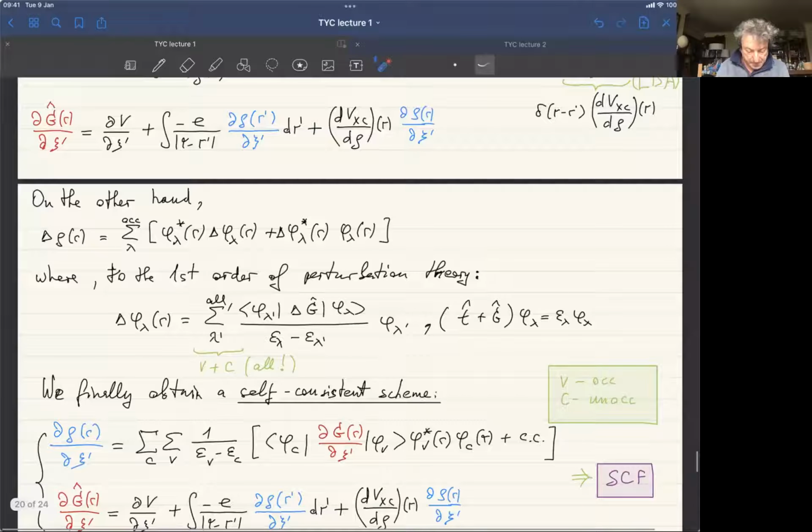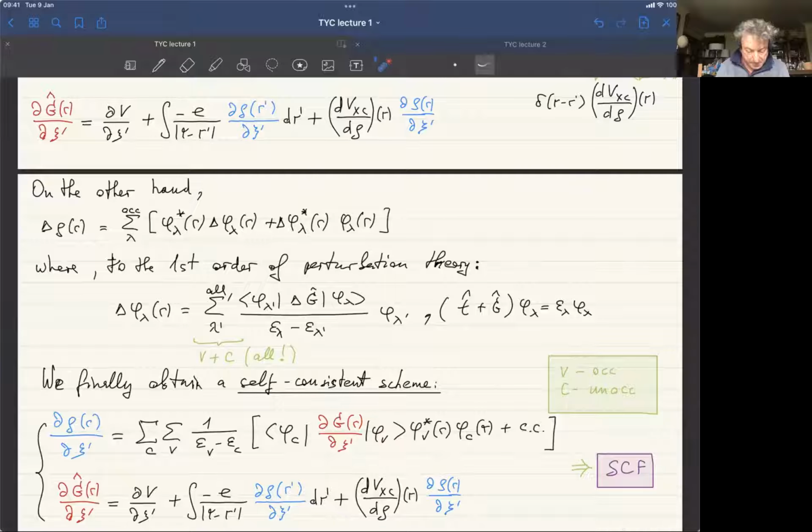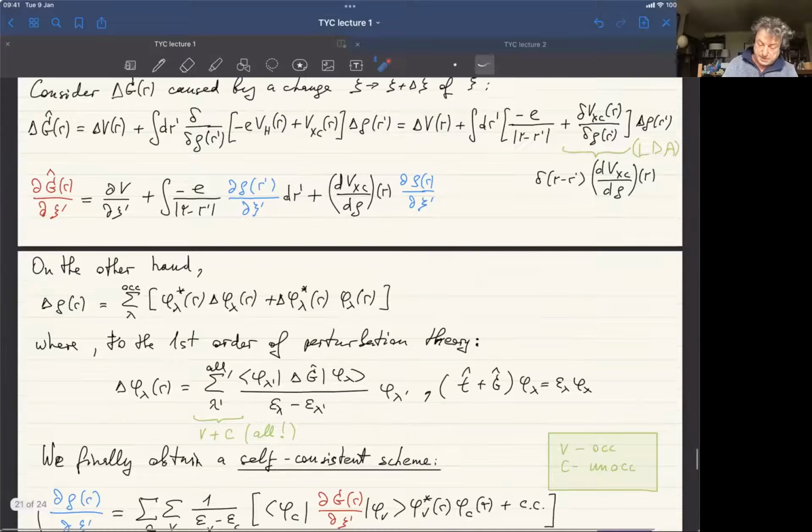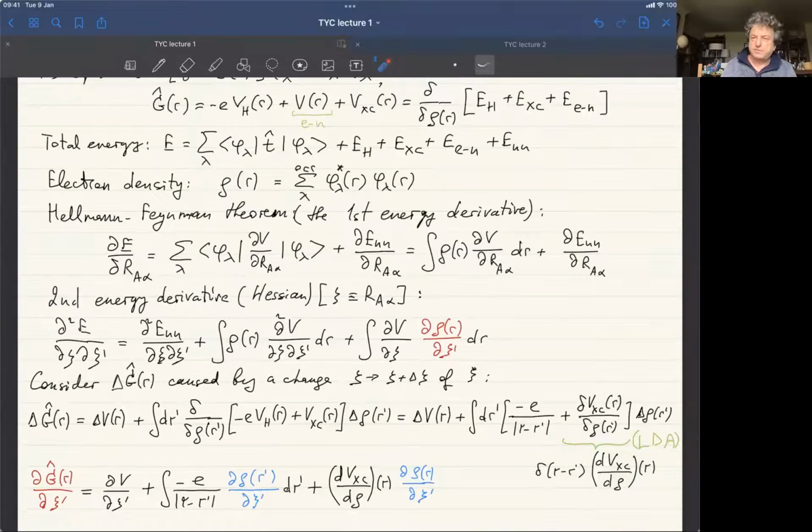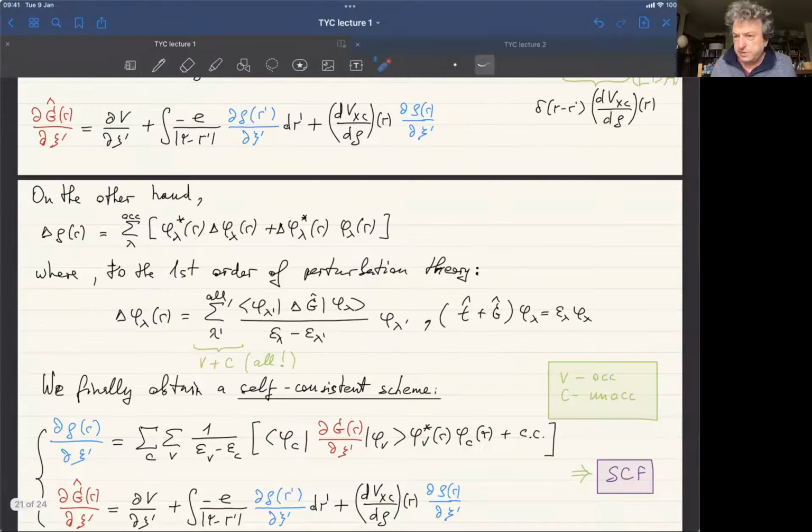Let's write the change of the density. The density is a sum of the squares of the functions. We're only interested in the linear change because we're calculating the first derivative. And the linear change would look like this: the orbital and the change of the orbital. Now, how can we calculate the change of the orbitals? Just step-by-step calculation, as you can see.